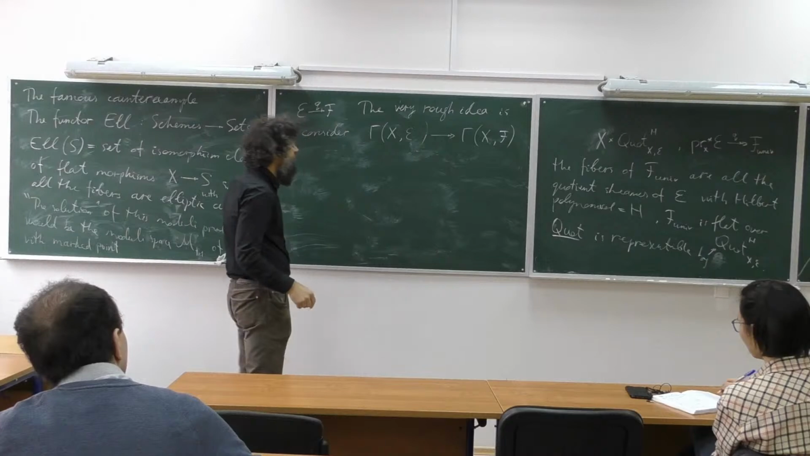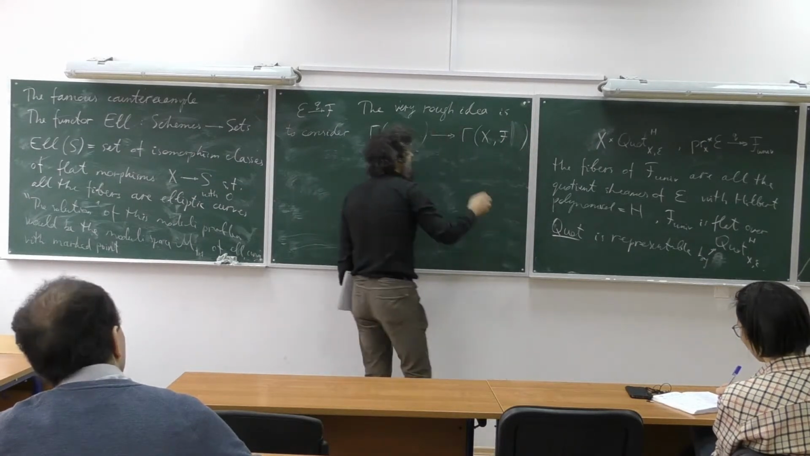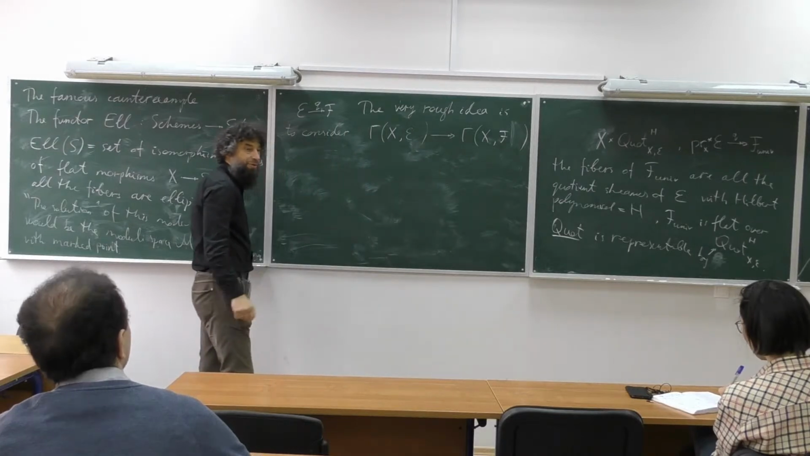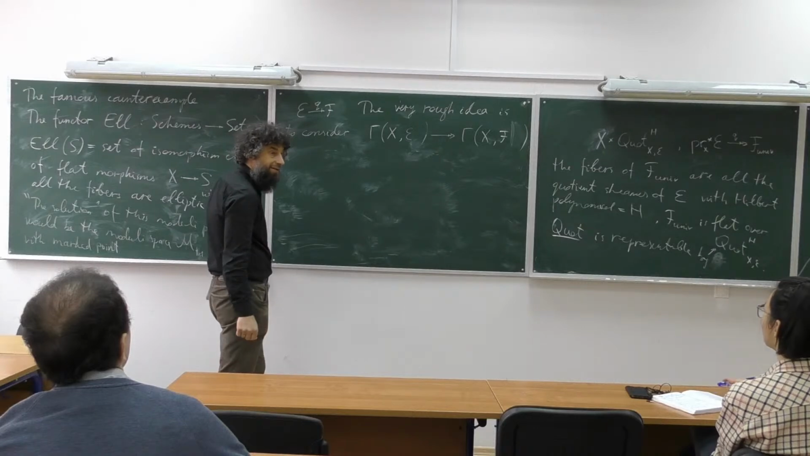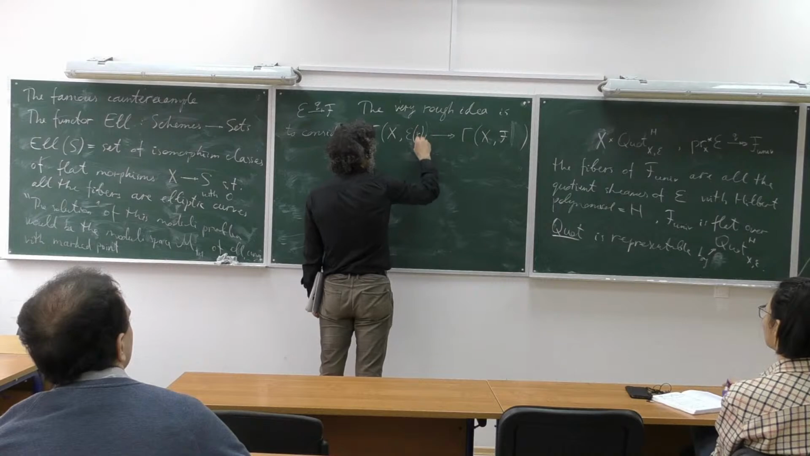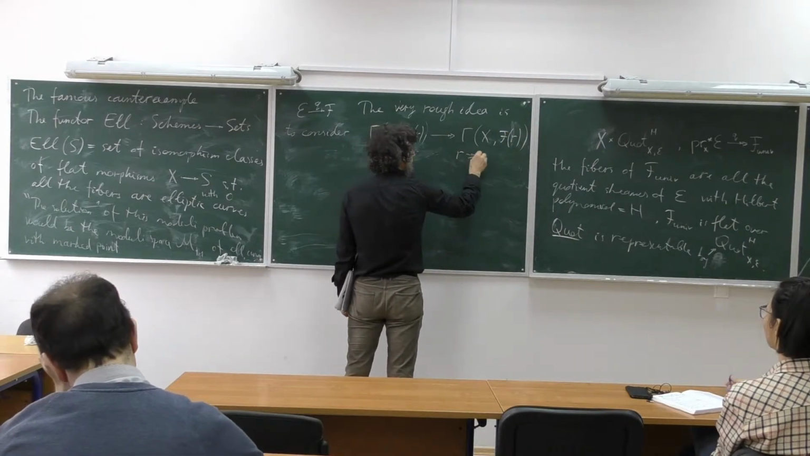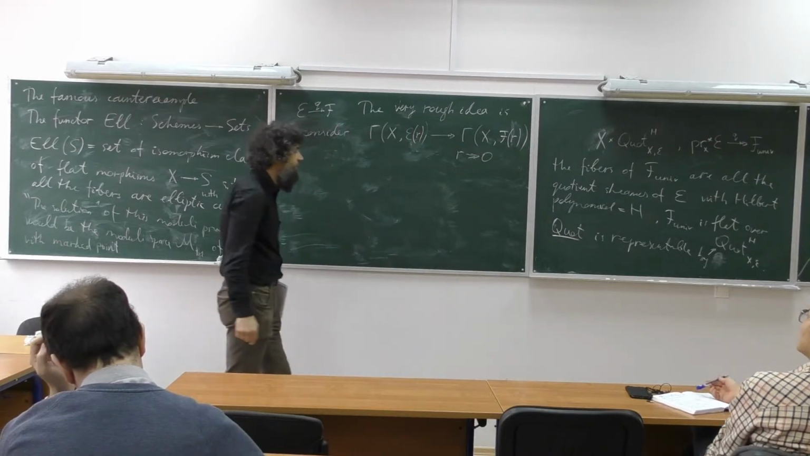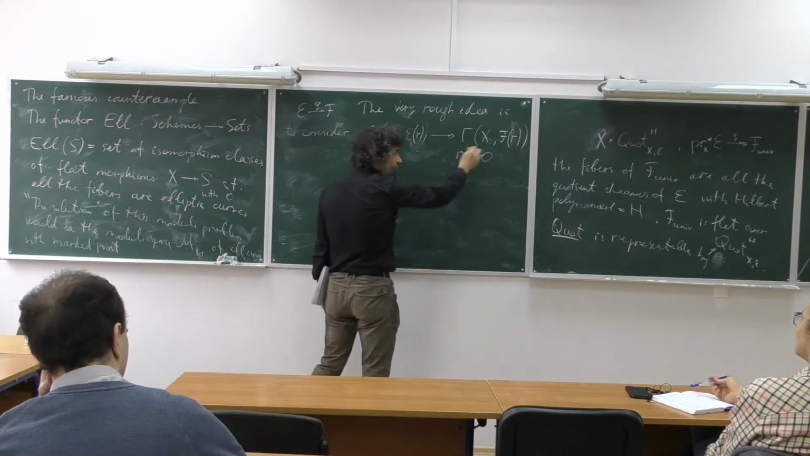So first of all, there is no reason for such a surjectivity, because the global sections are left exact but not right exact. So no reason for this. But if you twist it sufficiently high, then there will be no higher cohomology of the kernel, and there will be such a surjection.